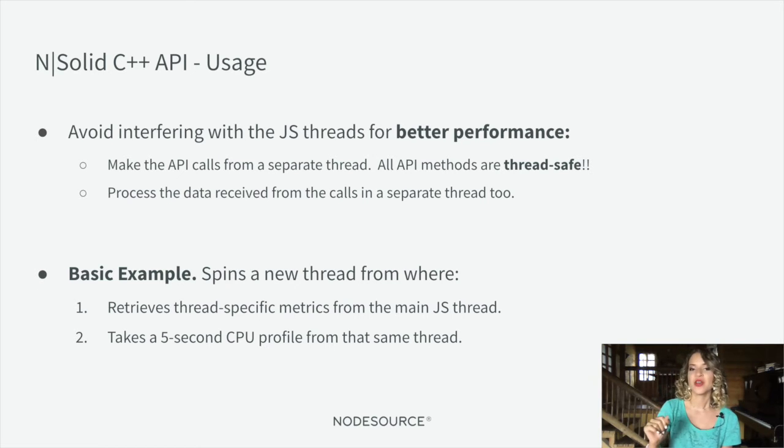So imagine we're gathering a set of metrics from the runtime and we want to do some processing before sending it to the backend. What we would do is pass the data received from the API to a separate thread to perform the processing there. Next, I'm going to show a basic example of an add-on which spins a new thread from where it retrieves its specific metrics from the main JS thread, and then it takes a 5-second CPU profile from that very same thread.